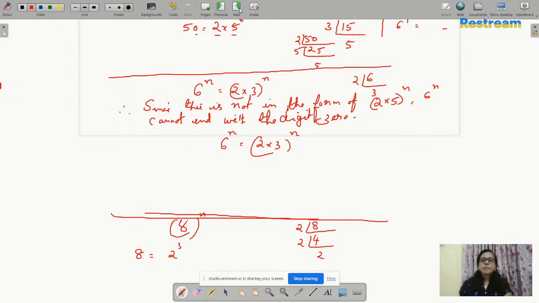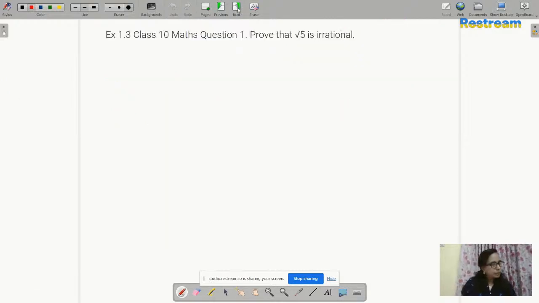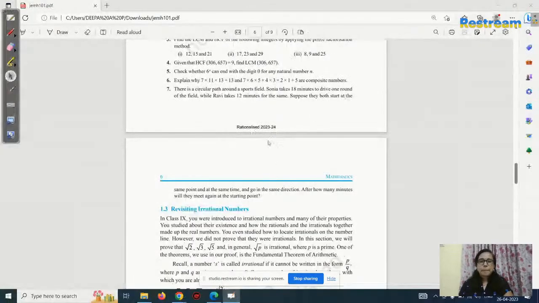What is the next question? There is a 7th question, right? There is a circular path around a sports field. Sonia takes 18 minutes to drive one round of the field. While driving, wait, I'll take the question. Yes, here. Next one is the 6th question, which is different, right? Explain why 7 into 11 into 13 plus 13 and 7 into 6 into 5 into 4 are composite numbers.